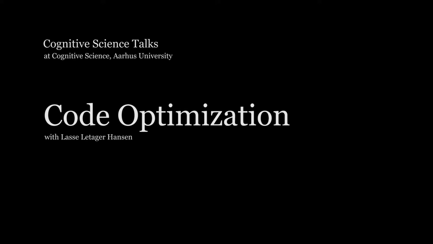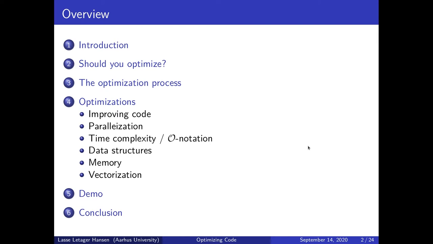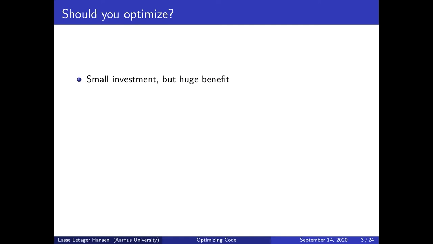So I'm going to talk about how to optimize code, and I'll be focusing on the R programming language, but I'll go in broad terms and also just talk about how to optimize your general life. So I'll start with a simple introduction and then discuss if you should optimize and when you should optimize, and then the process which you use to optimize anything, and then some points of specifics for optimization, and then conclude with the demo.